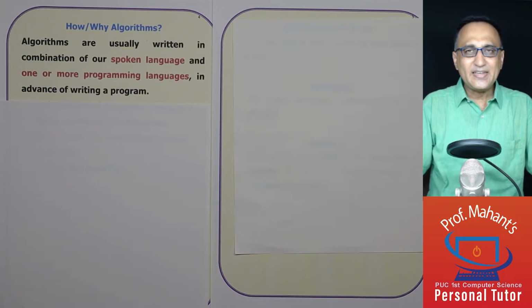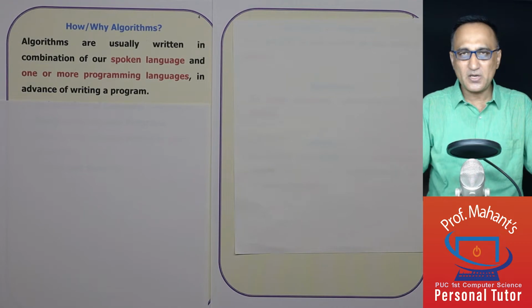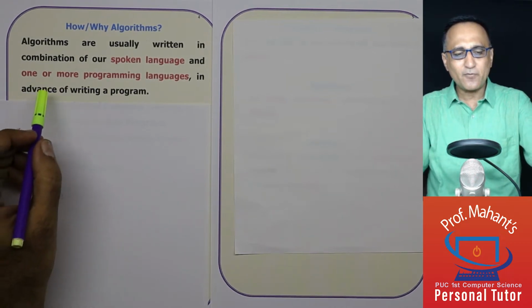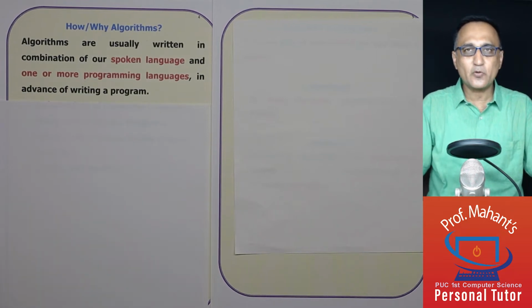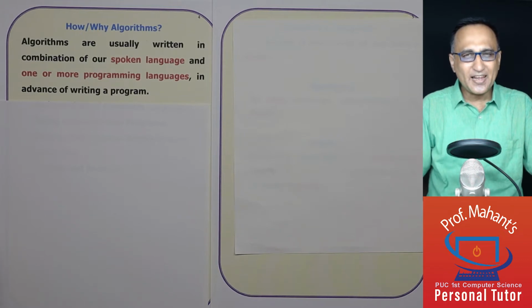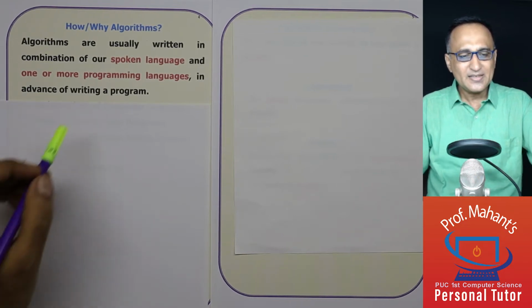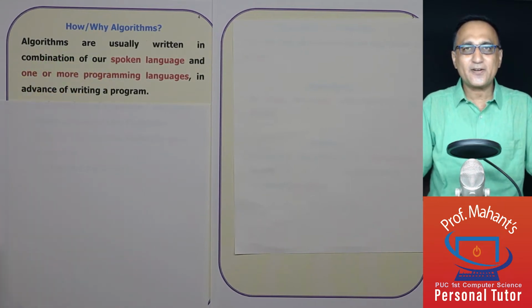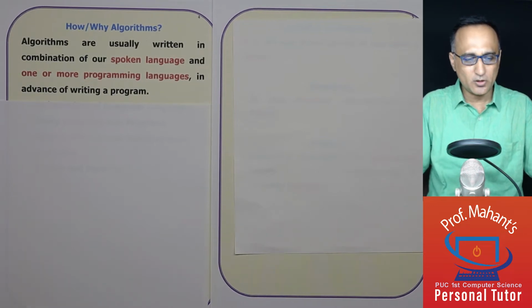Algorithms are written in an English-like language. It could be Hindi, Kannada, any of those languages, with a flavor of one or more programming languages before writing the program. So an algorithm is written in an English-like language along with a certain feel of the programming language which you are going to use to code the particular program. This will be clear when we take a look at our first algorithm, say addition of two numbers, in the next 2 or 3 sessions. Until then, just hold on.